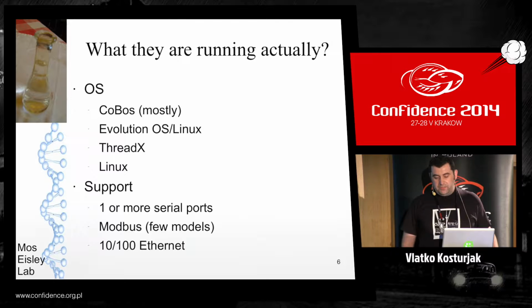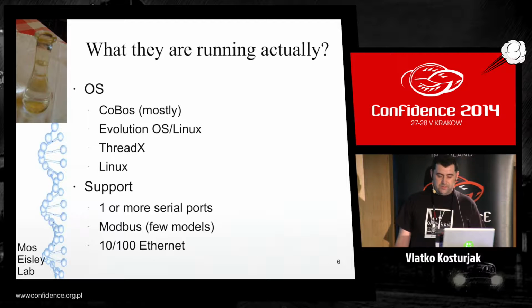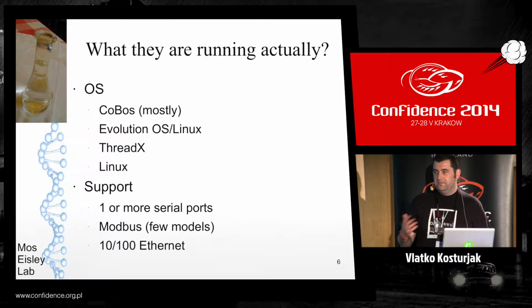What they are actually running, that small thing, is mostly COBOS. It's an operating system from Lantronix, and some newer versions run Linux, where they implemented some new security mechanisms. They support one or more serial ports. They also support, in some versions, Modbus, so that's why sometimes it's used in industrial systems. And of course, it supports 100 megabit Ethernet, because there's no point in having gigabit Ethernet when you are talking with a serial connection at much lower speed.